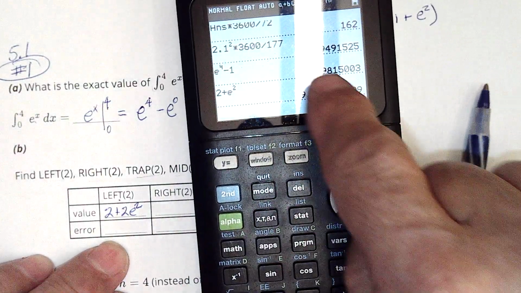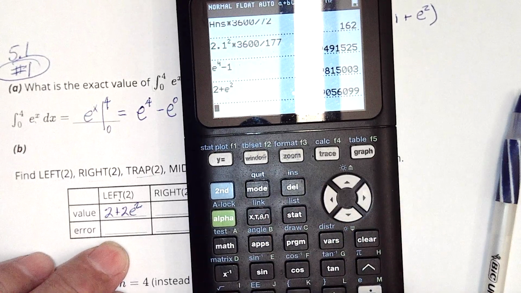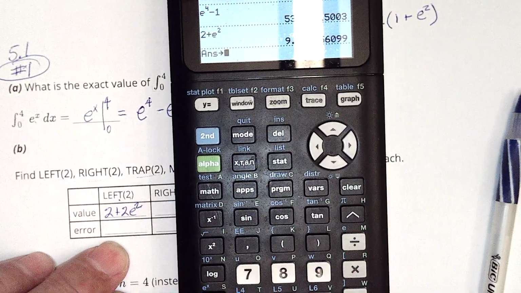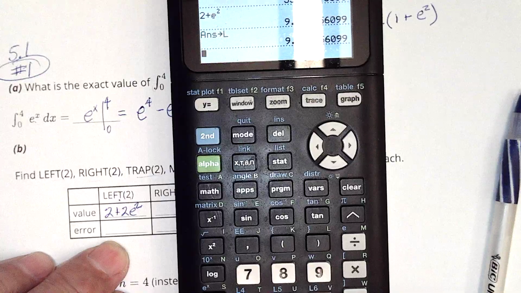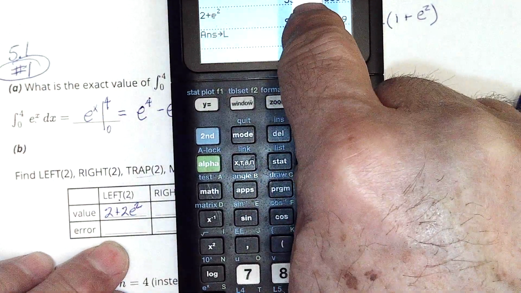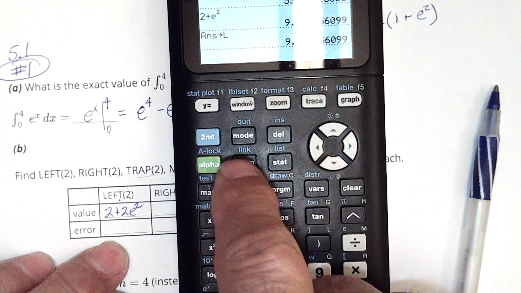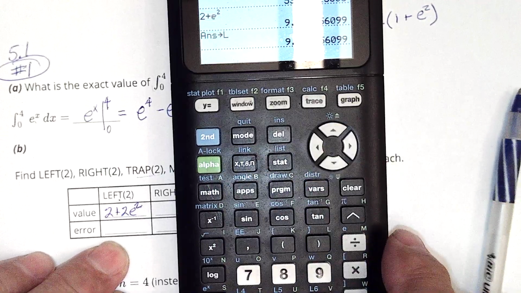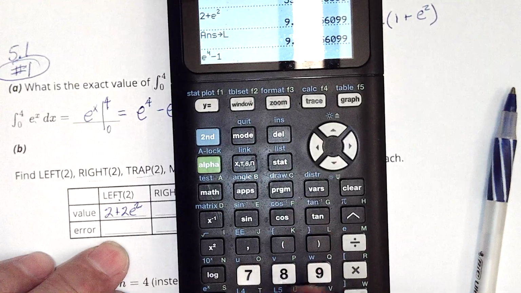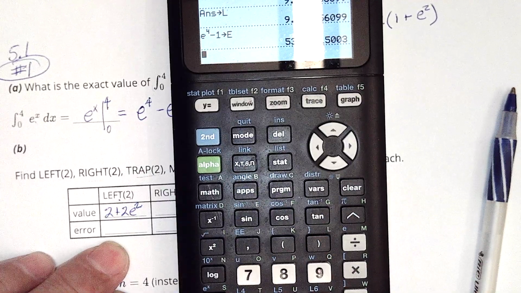So the error is, let's see, I'm going to go back. I'm going to go store that in L. L is alpha parenthesis. So that answer is in L. I'm going to put this one in the exact, so I'm going to put it in E. So got to go back a couple here. E to the 4 minus 1. Store that in alpha E for exact.